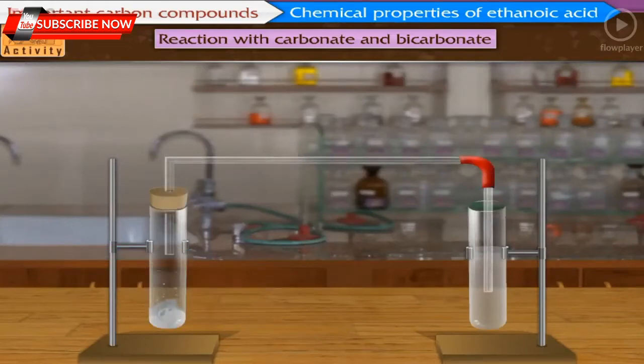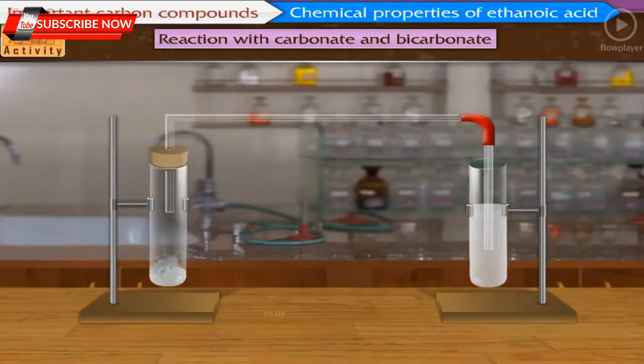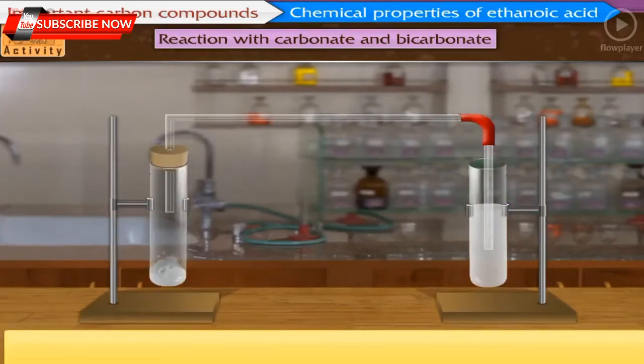Now let us attach a bent gas delivery tube fitted with a rubber cork to this test tube and dip its other end in lime water taken in the second test tube and observe the test tube. The lime water turns milky. From this we understand that the gas formed is carbon dioxide. Now let us write the chemical equation for the reaction of sodium carbonate with acetic acid.